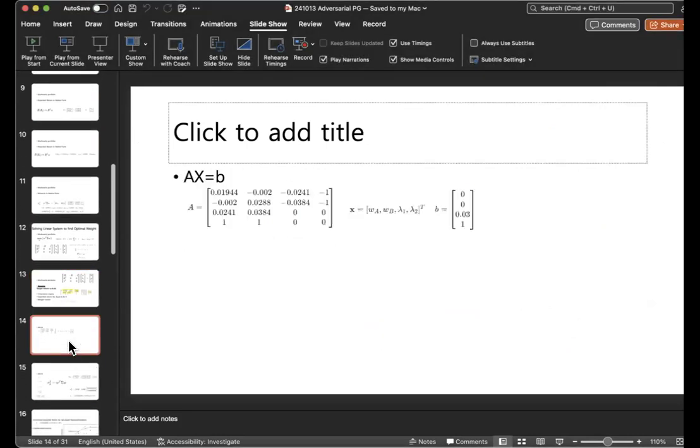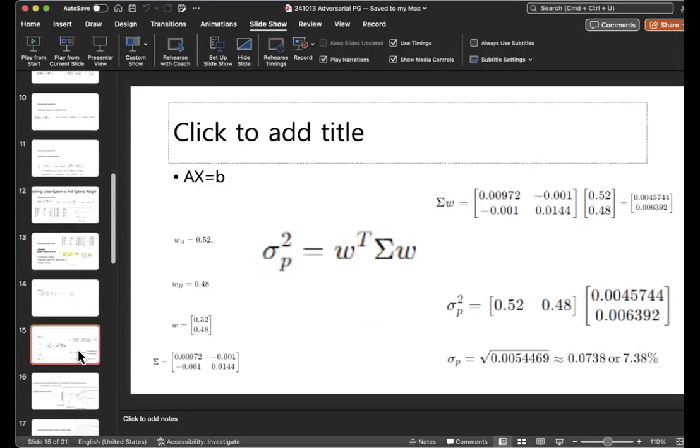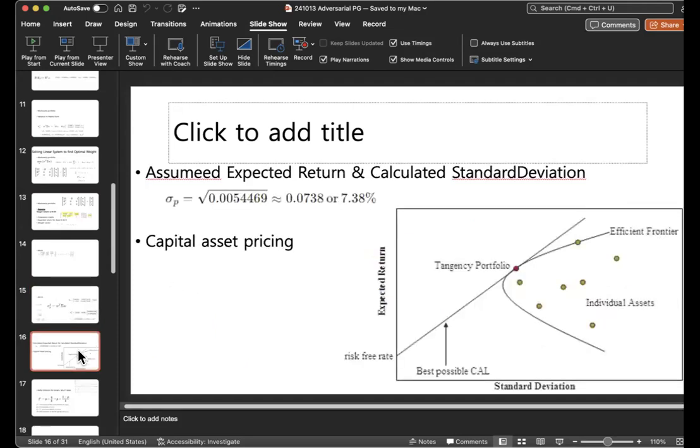Then after the kind of complex calculation, we can get the portfolio standard deviation, which will be 1 point something here. We assumed 0.03 of expected return, and we get 7.38% of standard deviation. Then we can get a point here.